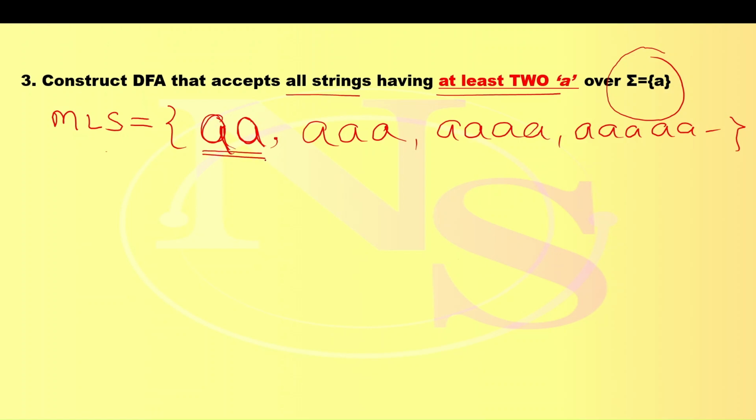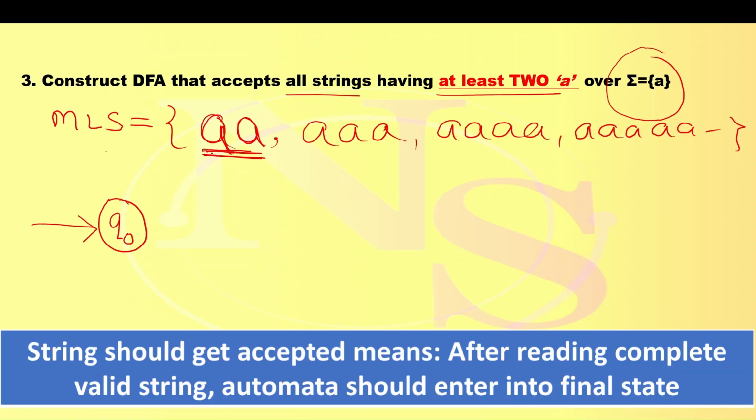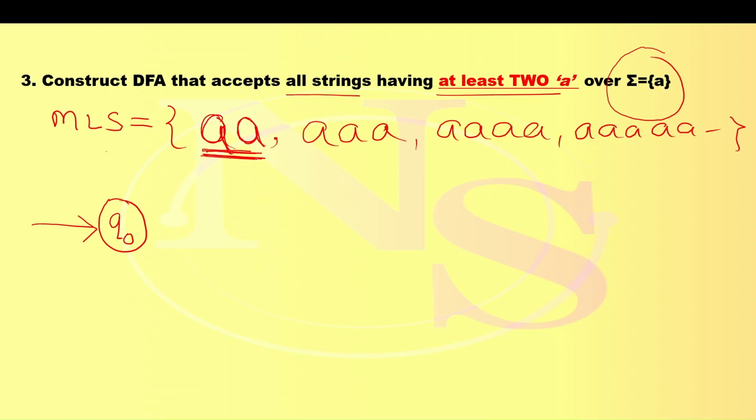After this, try to design the automata. As we know, automata works in different states and states are represented by circles. This is the starting state Q0. The first minimum length string is AA. This is a valid string. Hence, automata should accept this. It means by reading these 2 A's, automata should enter into the final state. One state reads one symbol at a time. So Q0 will read the first A and will enter into another state Q1.